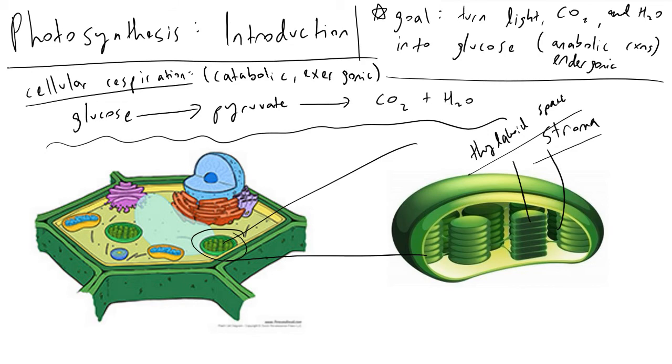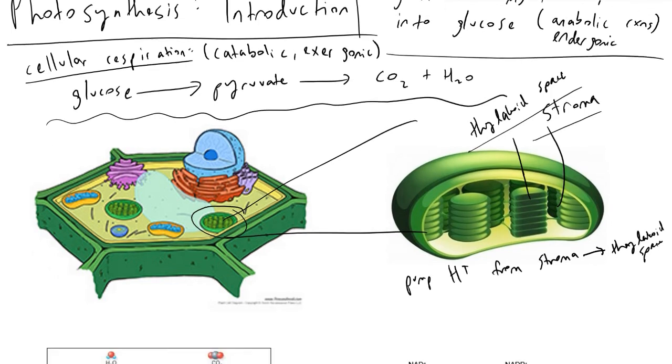What's going on in photosynthesis is we are pumping protons from the stroma into the thylakoid space. Thylakoid space is just the inside of the thylakoid. And we have an electron transport chain exactly like we had in the inner membrane of the mitochondria.